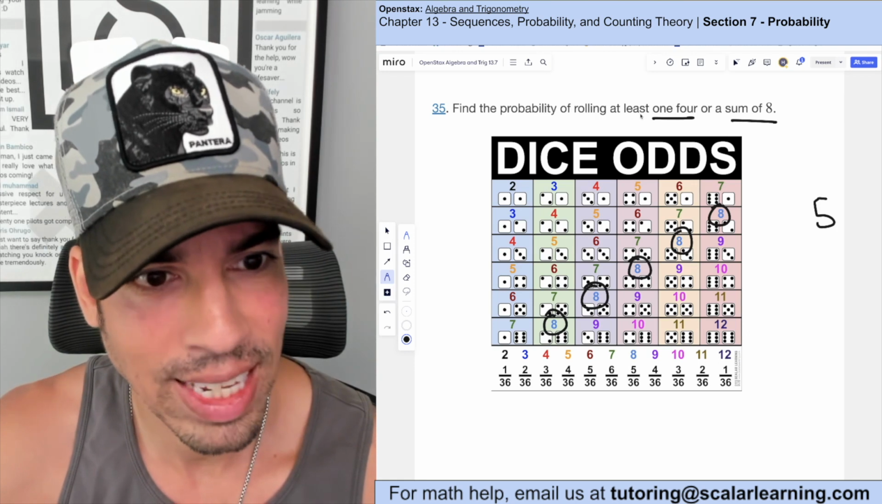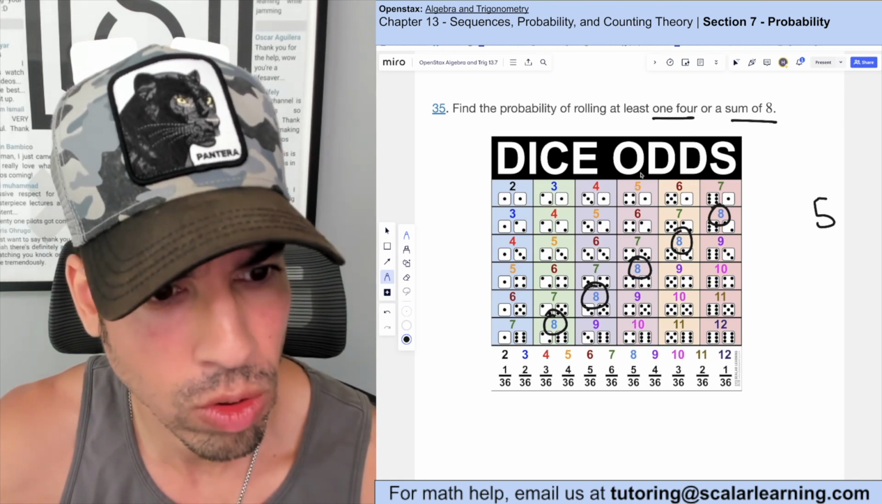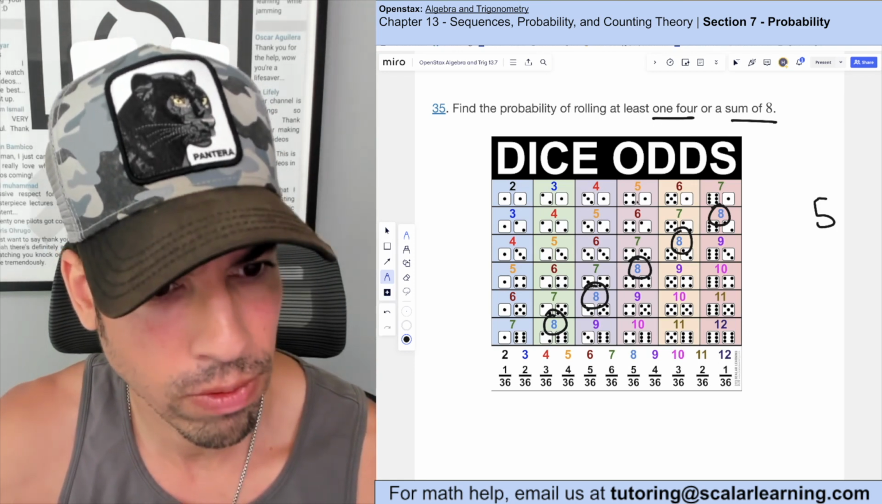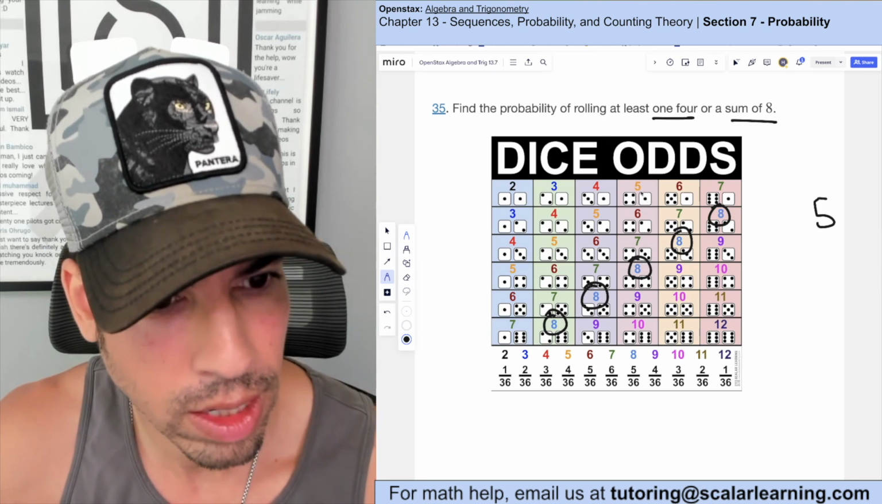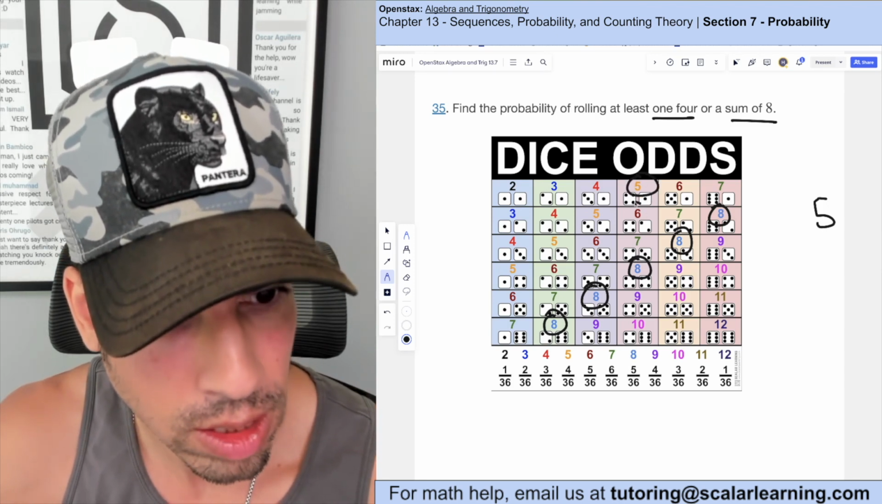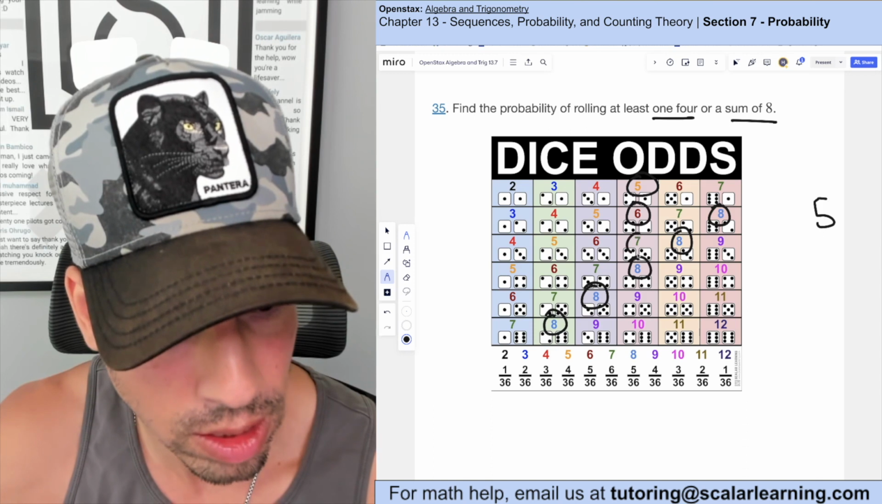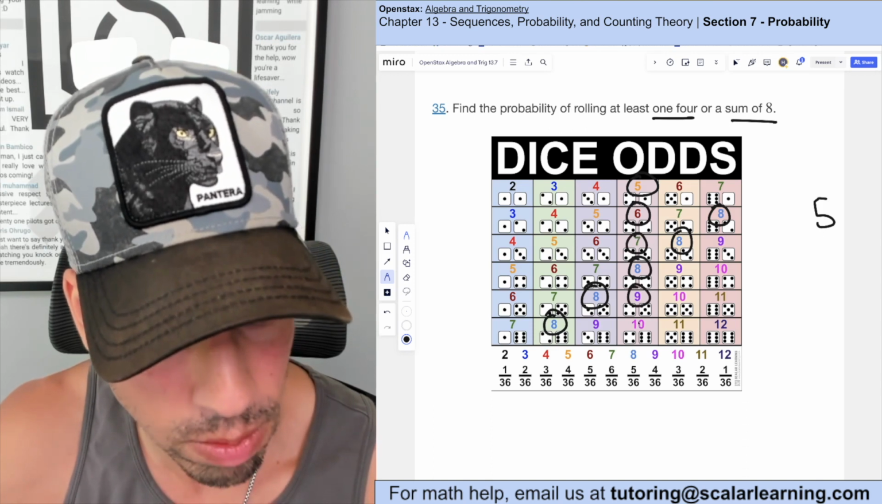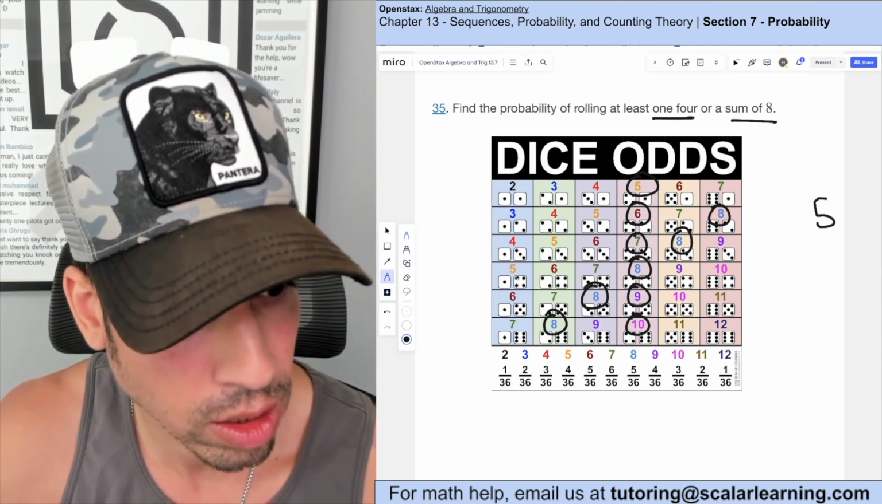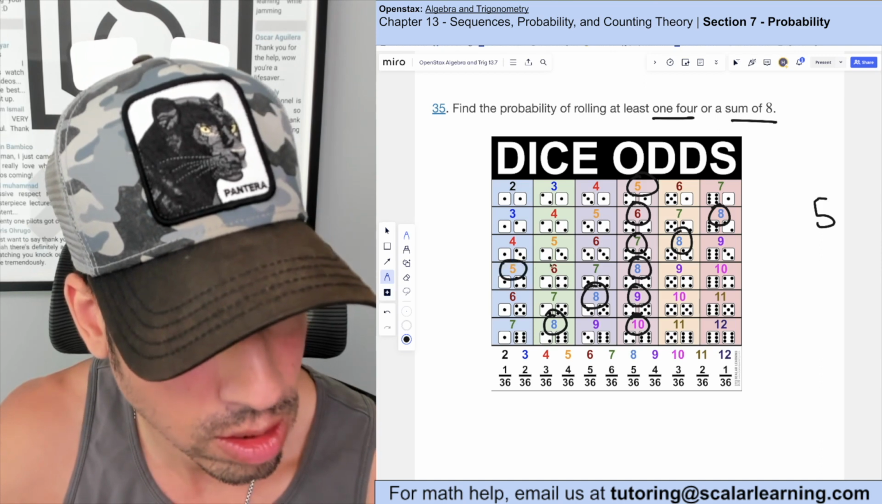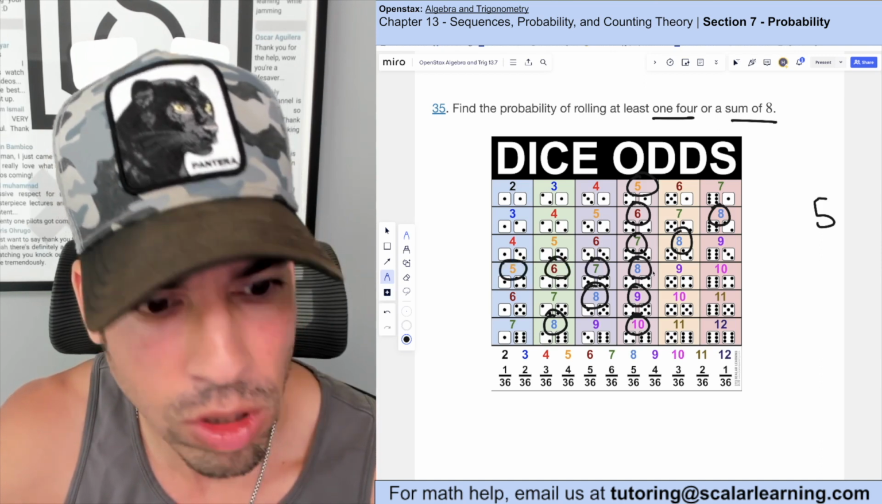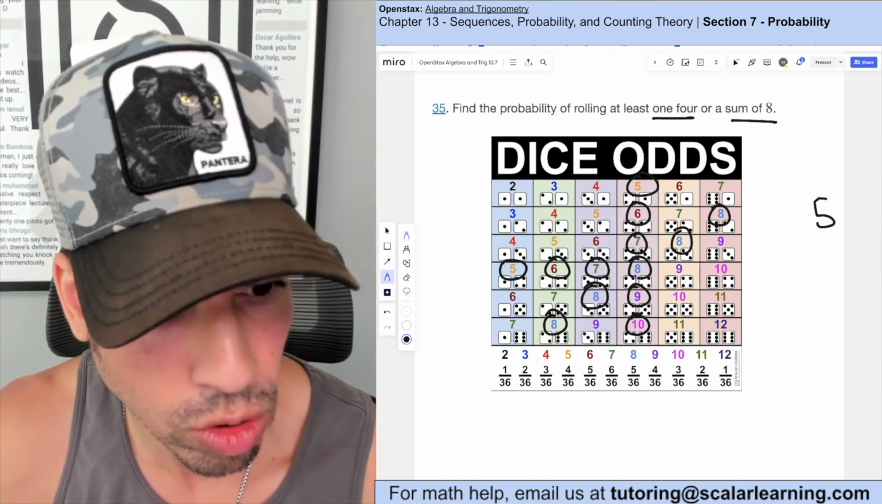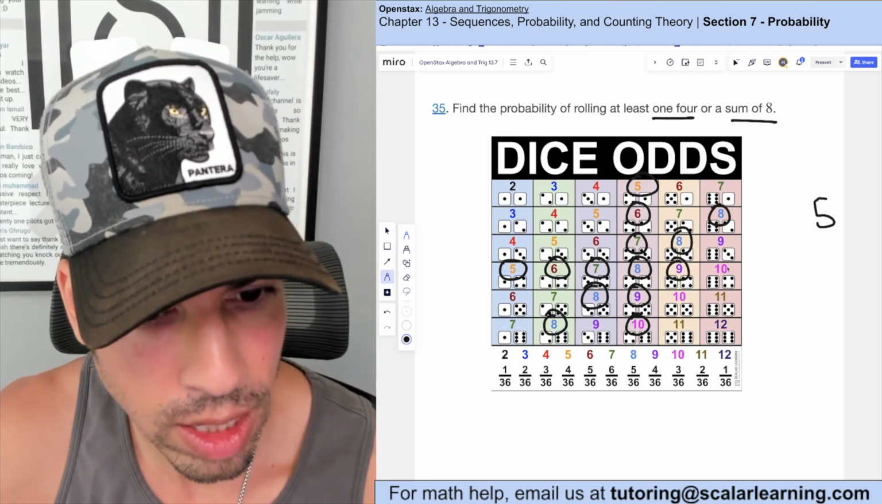And now it also says at least 1 4. So let's circle everything where there's at least 1 4. So I see right here, I see this one. I see this one, that's at least 1 4. I see this one, all of these basically in this column, boom and boom. And then we also got to go here. I also see this, this. Notice I'm not circling 8 twice. We've already circled it. We've also got this one and this one.